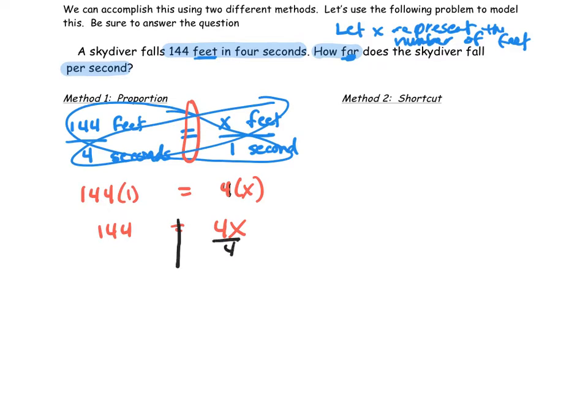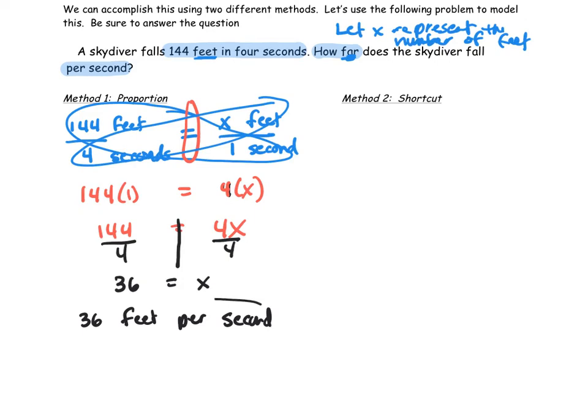I'm going to divide by 4 on both sides. So pause and use your calculator. And hopefully the answer you came up with was 36. 36 equals x. So let's go back and see what the question was. How far does the skydiver fall per second? So we want to say 36 feet per second. And now we've answered the question.